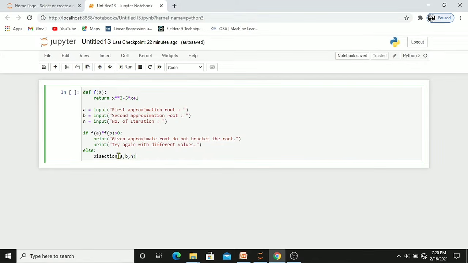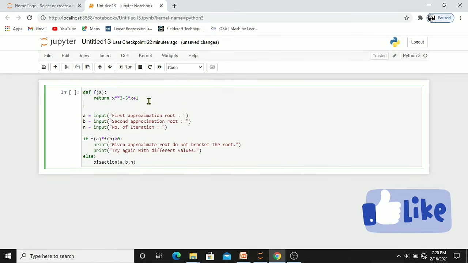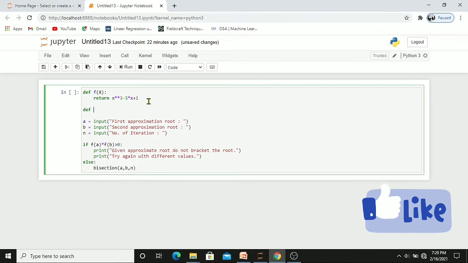I am going to define it now, where I will give the values of a and b that we have given here and the number of iterations, right? So the bisection method will work for these three variables. Okay, so now let's define what the bisection method is. Because that is the defining part, I am going to define it here only. So again, defining a function with the name bisection. Okay, and we have the variables a, b and n, right?